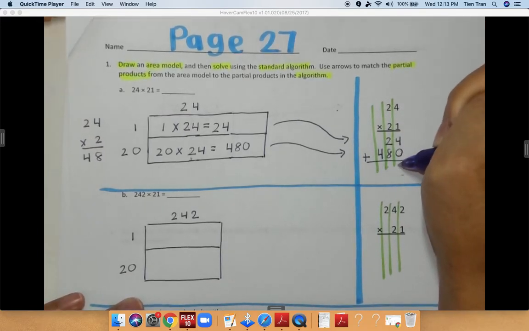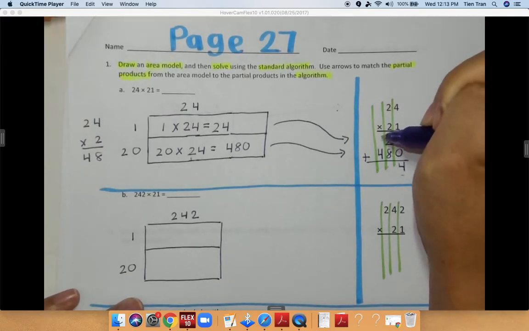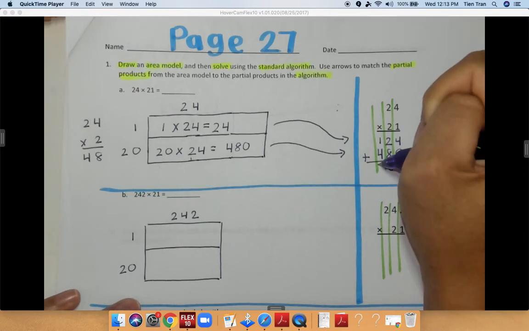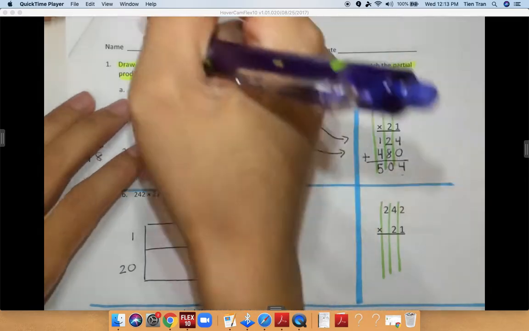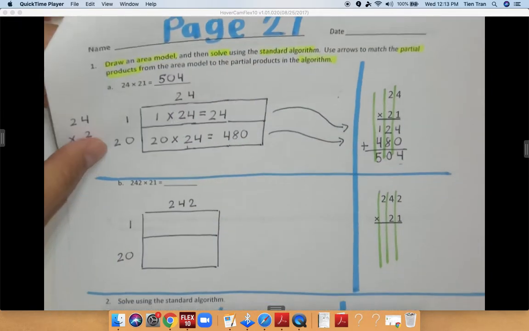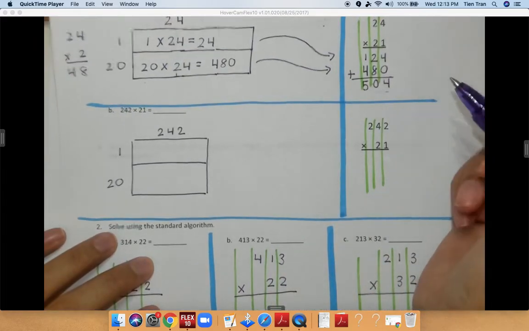So 4 plus 0 is equal to 4. 8 plus 2 is equal to 10. Carry my 1, bring down my 0. And 4 plus 1 is equal to 5. So my final answer is 504. Now, I'm going to move on to the next problem, problem B.